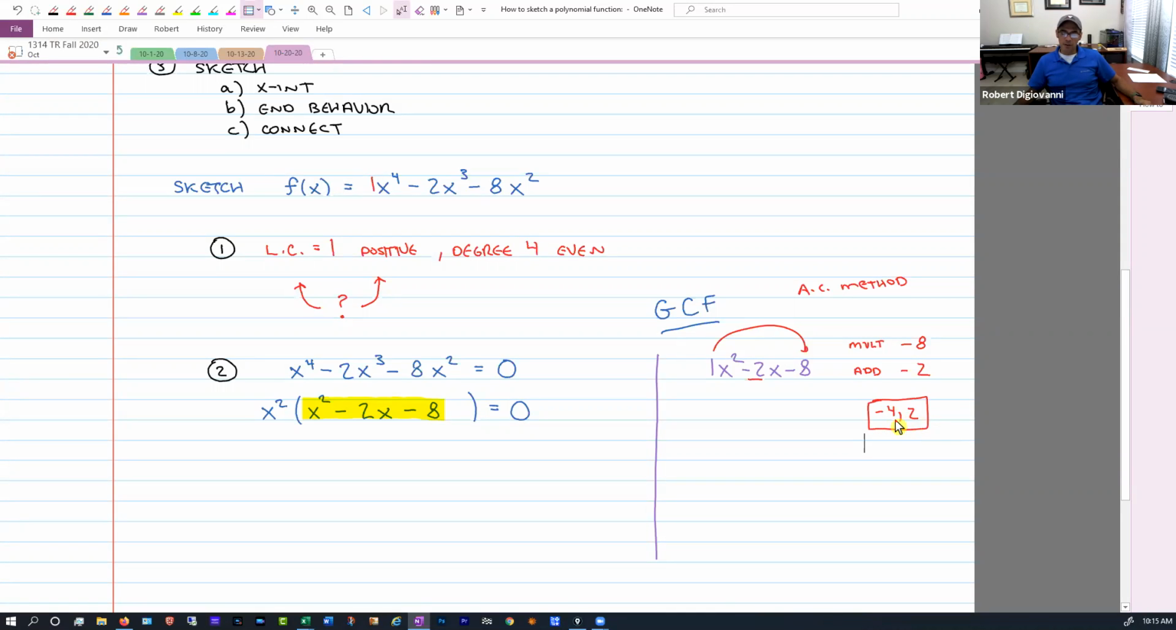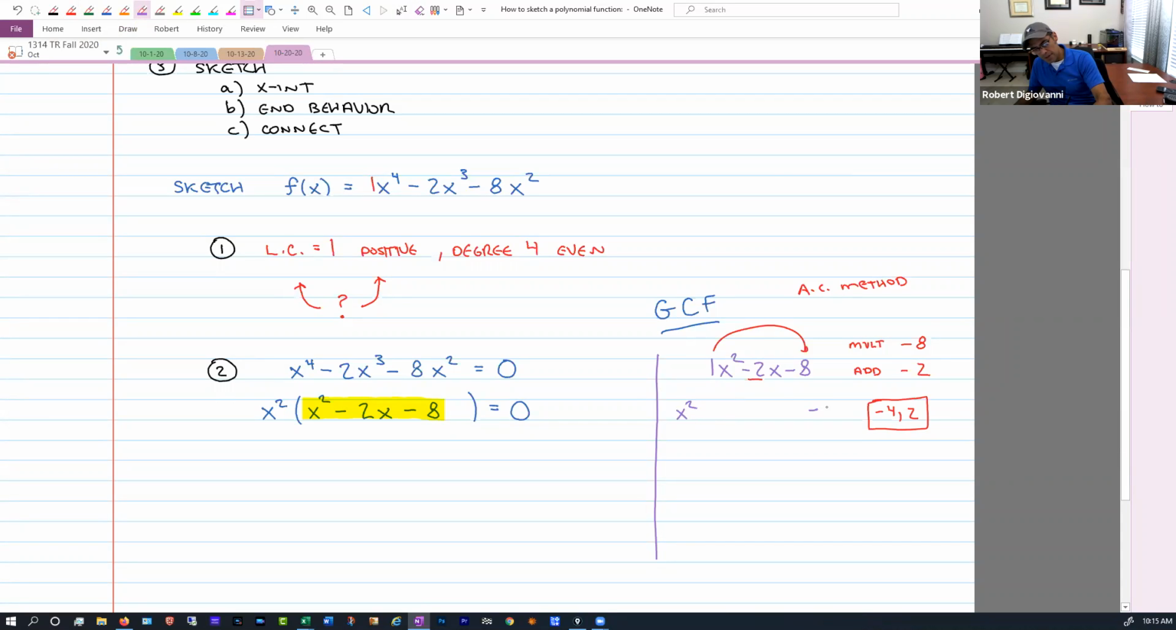If you take these 2 numbers and multiply them, you get -8. But when you add them, you get -2. So those numbers you have to be able to, again, mentally come up with. Now, once you do that, then what you can do is break this down. You rewrite x squared.